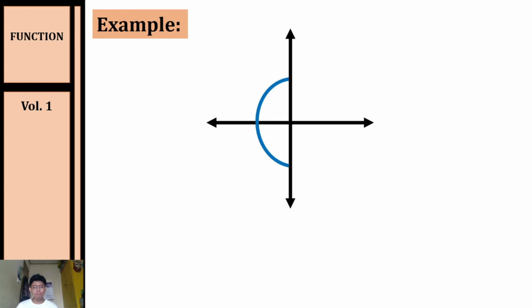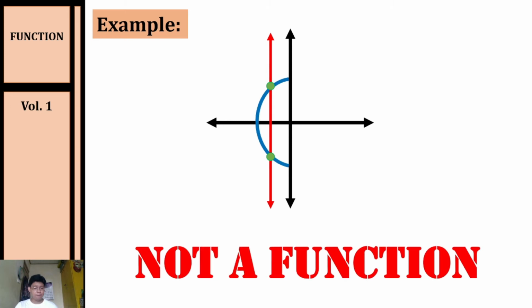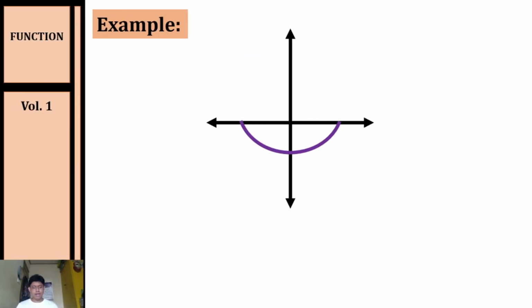So, for example, we're given this graph and let's identify if this graph is a function or not. So, let's draw a vertical line. Let's count the number of intersections. So, we have 2 points of intersection. Therefore, this graph is not a function. Alright, let's have another example.